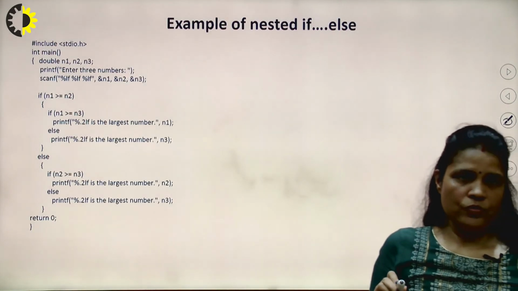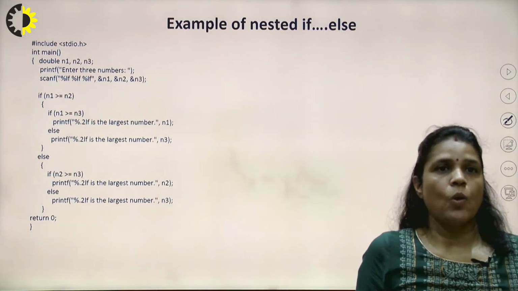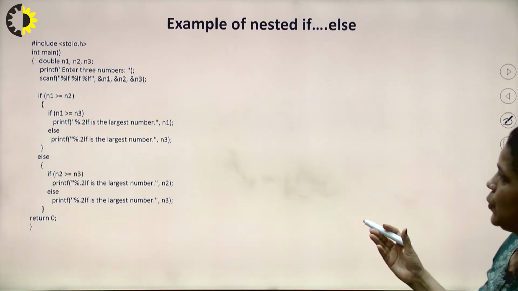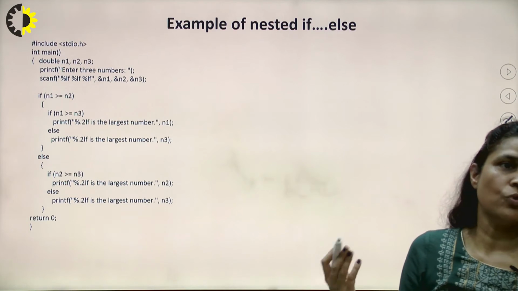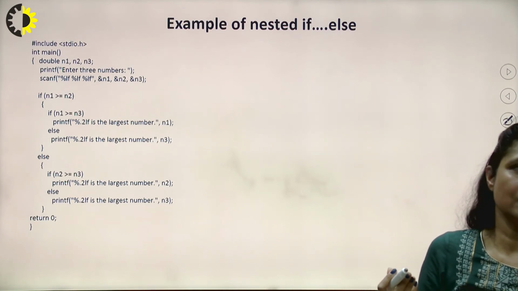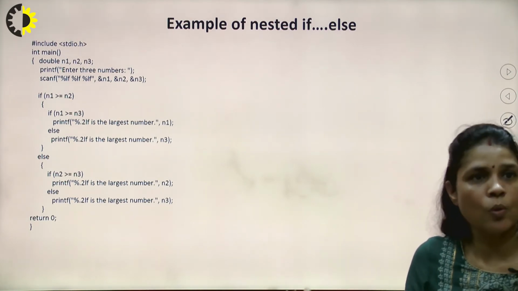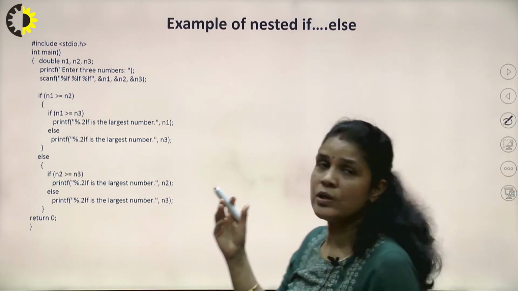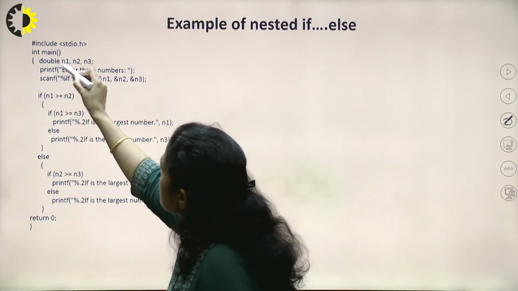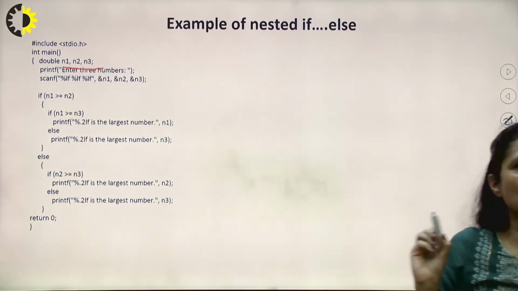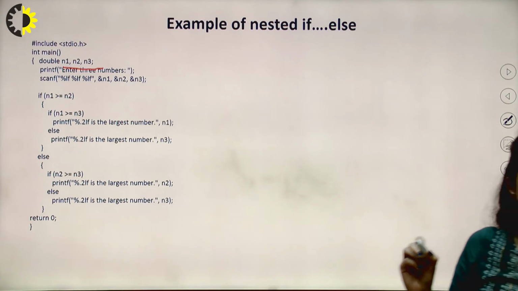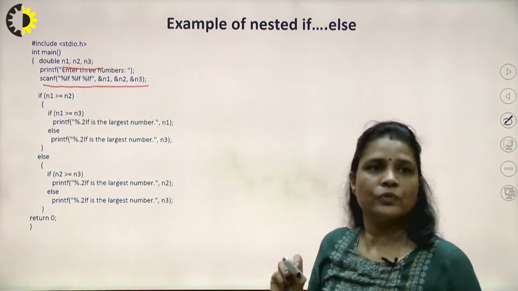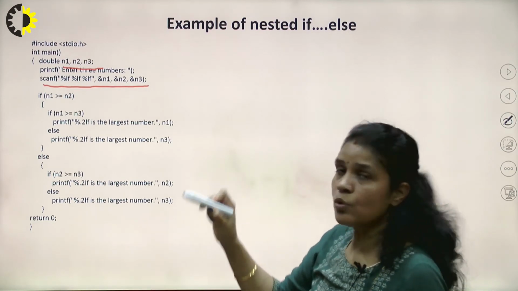Now the example of nested if-else, how this nesting will work. Let's suppose I have given 3 numbers and I want to find out which one is greatest among all 3, right? So this is the program to find the greatest among 3 numbers. Here we have taken 3 numbers, N1, N2, and N3, and we have taken values from the user, right? Now it is the turn to apply the logic.